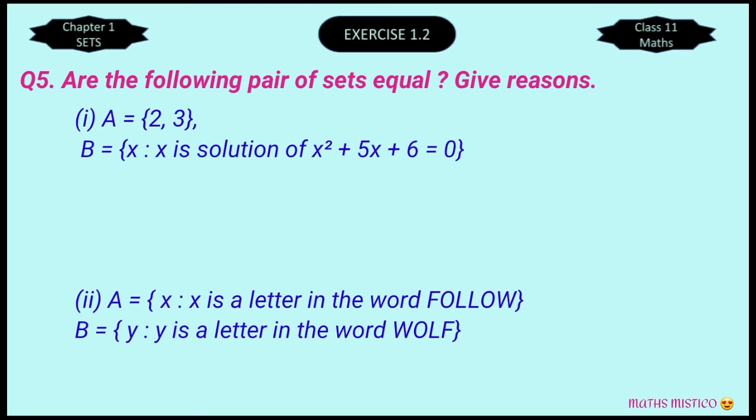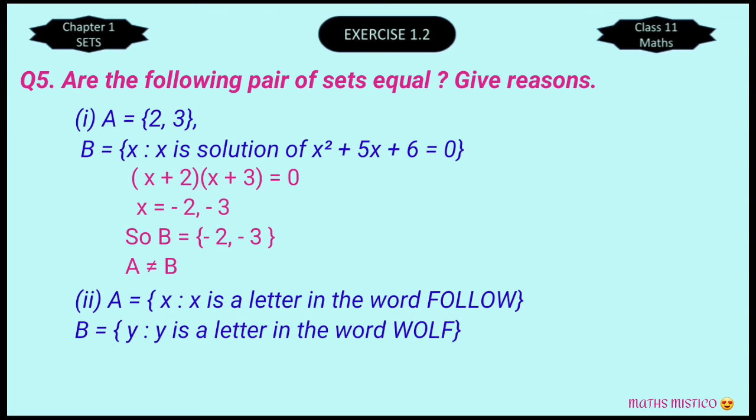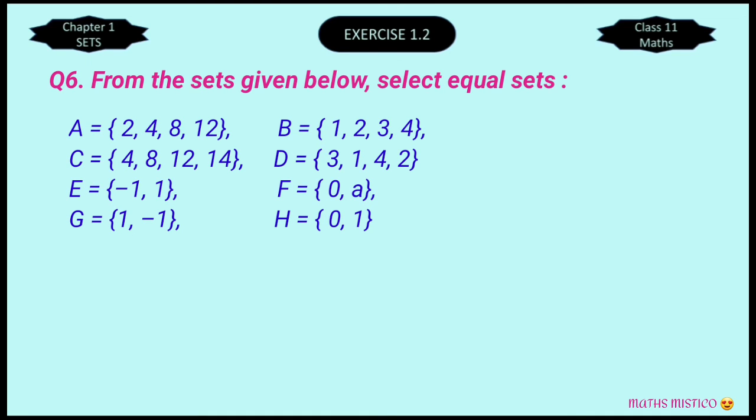In the first part, what would be the members of B? The solution of x² + 5x + 6 = 0 is found by splitting the middle term. So we have (x + 2)(x + 3) = 0, which means B is equal to {-2, -3}. So clearly A is not equal to B. In the second part, the distinct elements of both the sets are F, O, L and W, and so they are equal sets. Now quickly select the equal sets from the given group of sets.